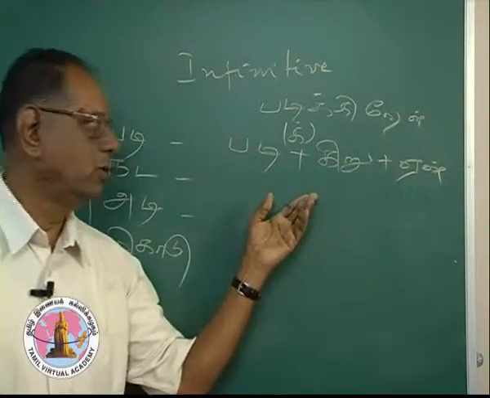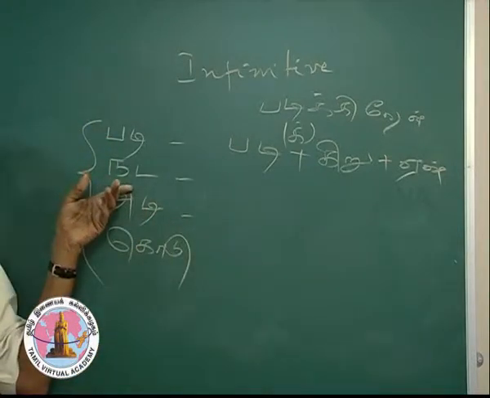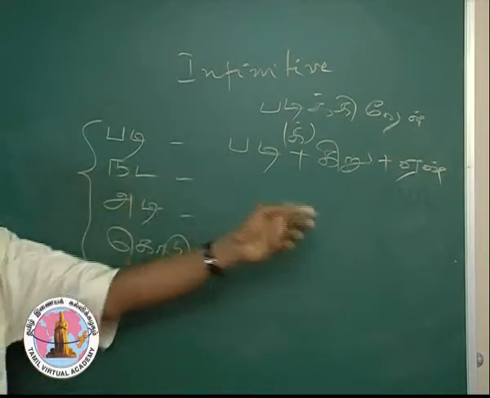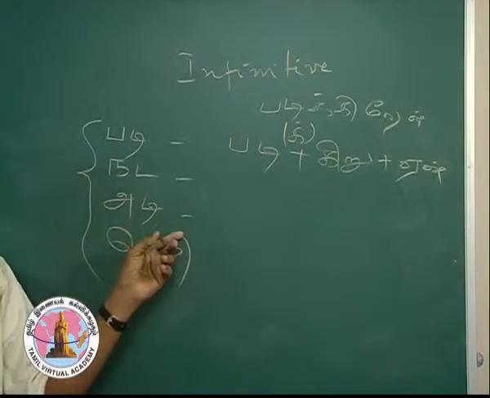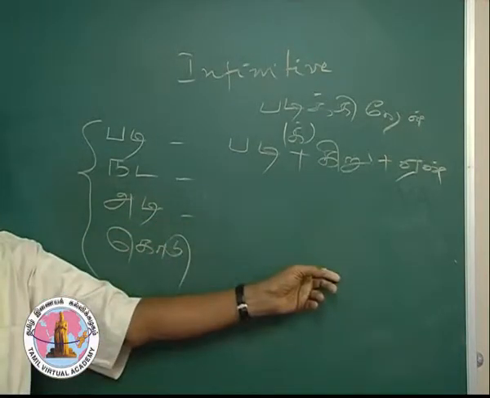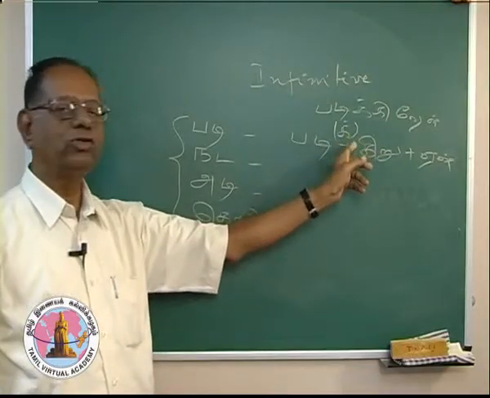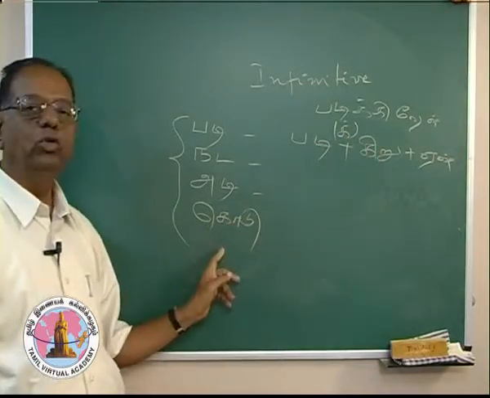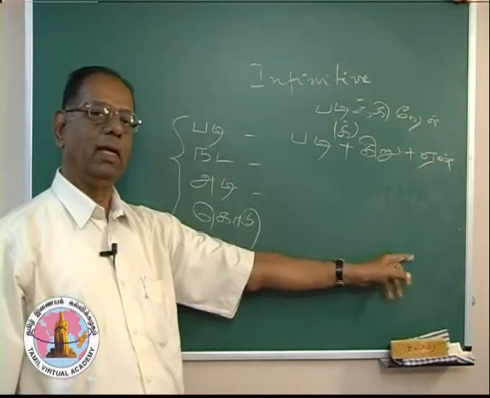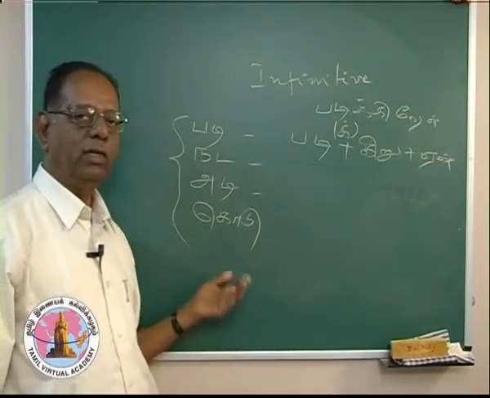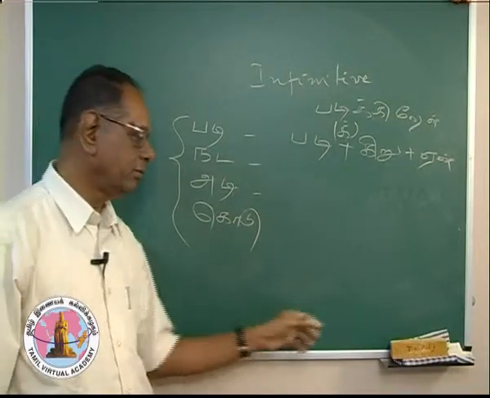Remember this? So also nada to walk. Nadakiren, ka gets doubled. Adi to beat. Adikiren. This consonant gets doubled. Kodu to give. Kodukiren. And I can give you a few more. Padukiren. Kadukiren.